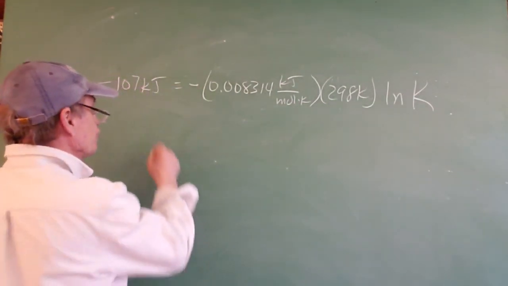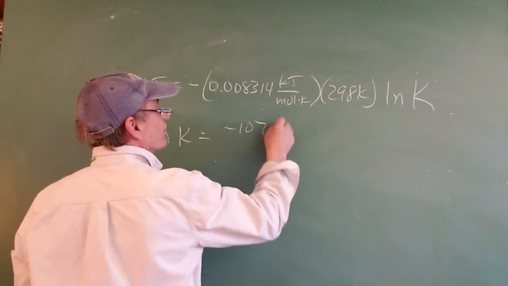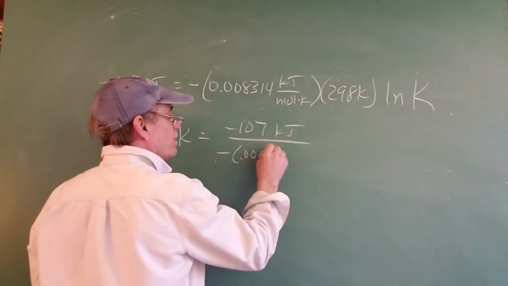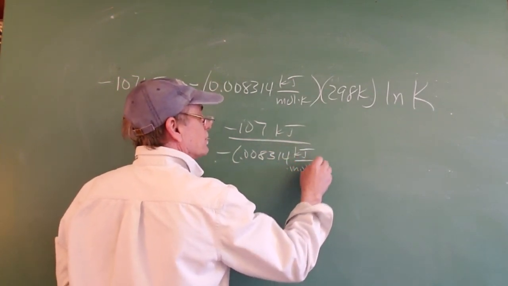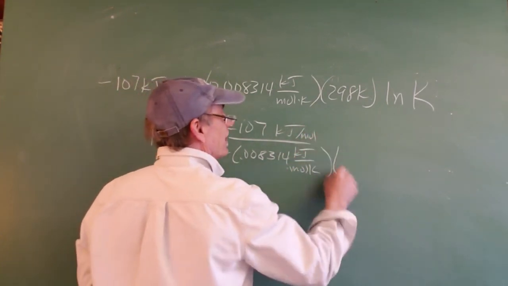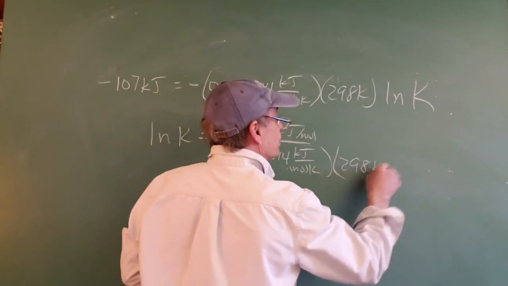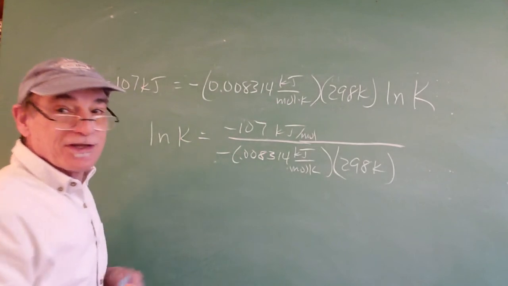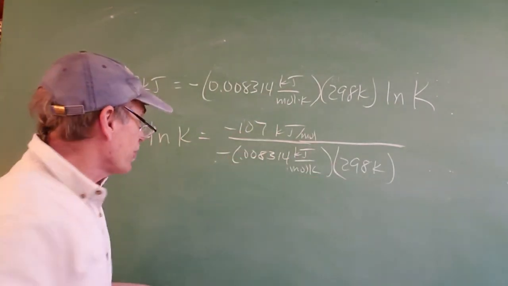All right, let's rearrange everything. The ln of K then is going to be the negative 107 kilojoules divided by the negative 0.008314 kilojoules per mole K. This was kilojoules per mole, so you can see everything cancels out here. And if this was in Kelvin, this would be 298 K. So all the units actually disappear because the natural log of the equilibrium constant is a pure number. It's unitless.